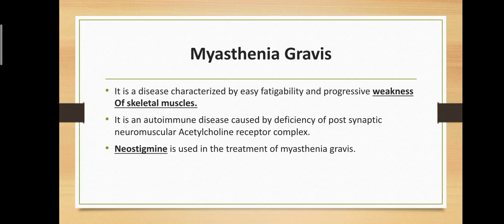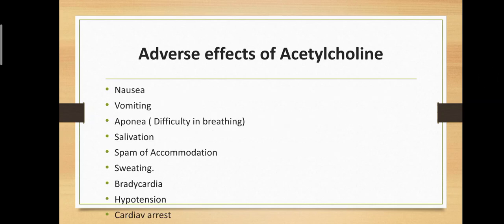It is an autoimmune disease caused by deficiency of postsynaptic neuromuscular acetylcholine receptor complex. Neostigmine is used in the treatment of myasthenia gravis. Sometimes the question asked is which drug is suitable for the treatment of myasthenia gravis, or choose the drug for myasthenia gravis. The correct answer is neostigmine.